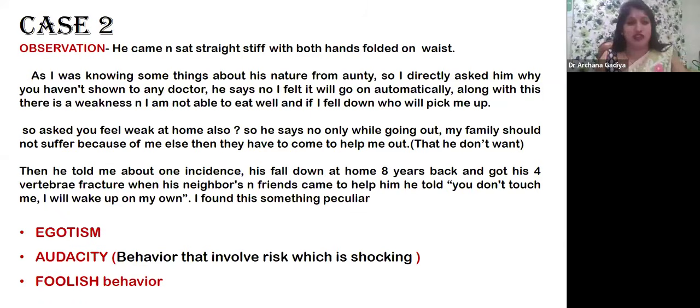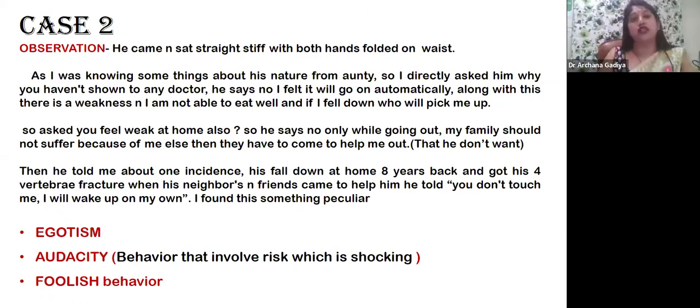What had happened? It's just a cough, it will go on. And the counts have reduced, so why take so much tension? So this was the attitude of the patient. When I asked, do you feel weak at home also or while going out? He told me he's not going out frequently because he has a fear.